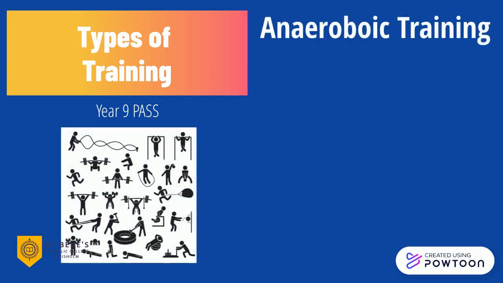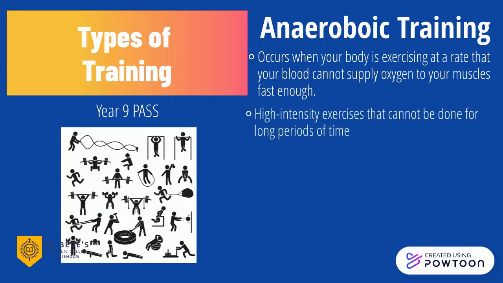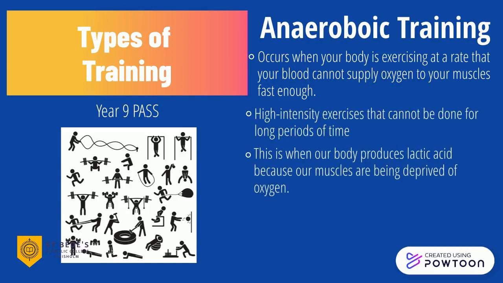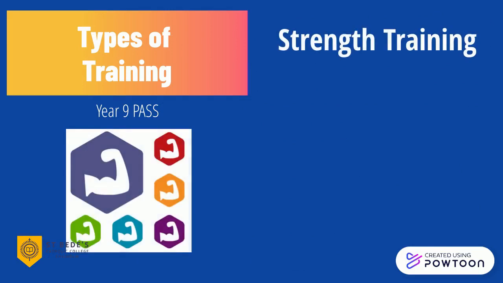The second type of training is anaerobic training. This occurs when your body is exercising at a rate that your blood cannot supply oxygen to your muscles fast enough. It is high-intensity exercise that cannot be done for long periods of time. This is when our body produces lactic acid because our muscles are being deprived of oxygen. One of the best ways to improve our anaerobic fitness is via interval training, where there are short bursts followed by recovery periods.